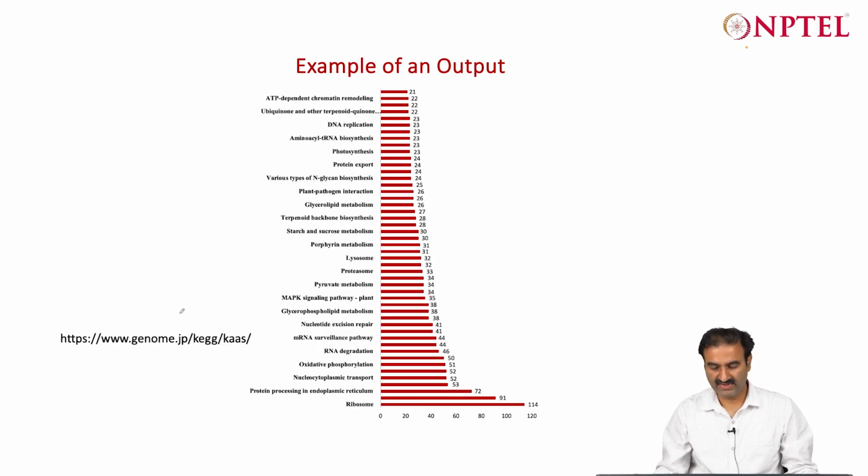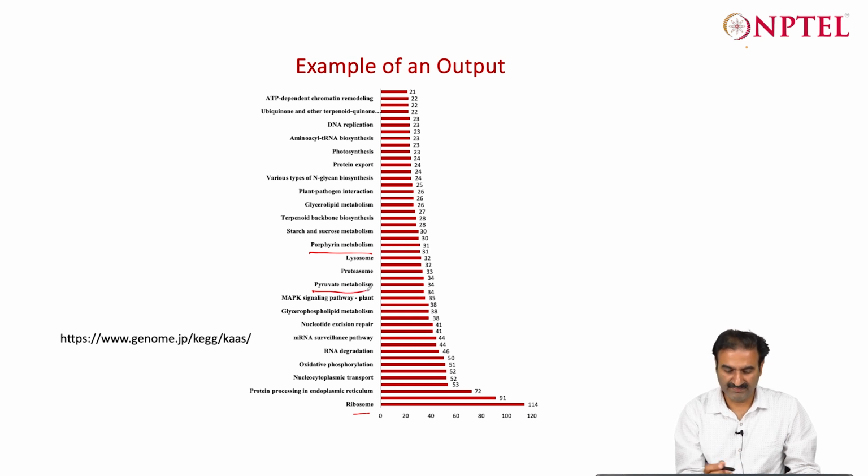Okay, so this is again the output example. You can see the ribosome and these pathways, like purine metabolism or pyruvate metabolism, RNA degradation. So various pathways and the number of proteins mapped to those pathways.